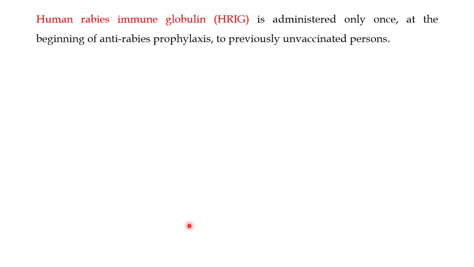How can you treat this rabies? Just like the tetanus, human rabies immunoglobulin, which is an anti-serum, is used to treat the patient of rabies. Now this HRIG is administered only once at the beginning of the anti-rabies prophylaxis to previously unvaccinated persons. The vaccinated persons, most of the time, are good enough to tackle the conditions. But on the safe side, this HRIG is also injected to the vaccinated as well as the unvaccinated individuals.